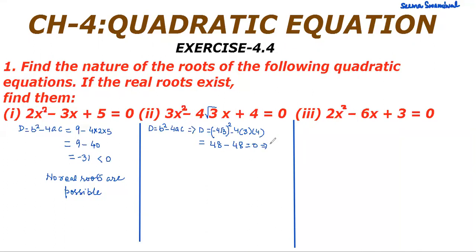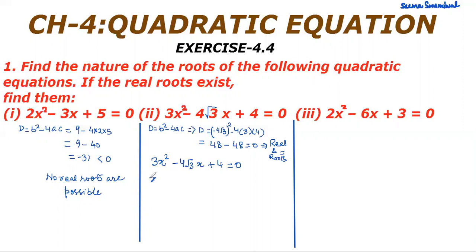D equal to 0 represents that you are going to have real and equal roots. So let's find them. 3x square minus 4 square root 3x plus 4 is equal to 0. You know, children, by middle term splitting, you feel difficulty in solving such questions involving square roots. So let's do it by quadratic formula. It will be easy for us.